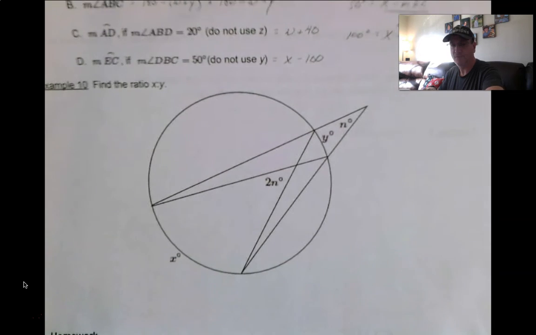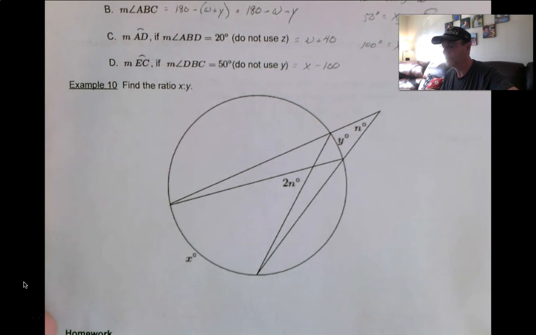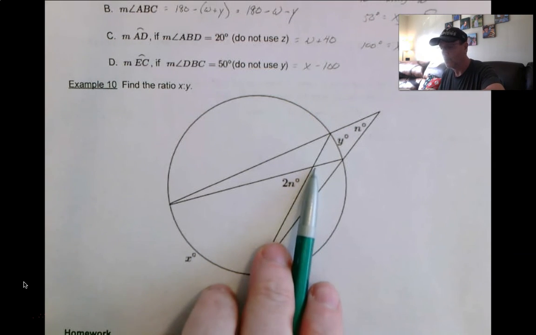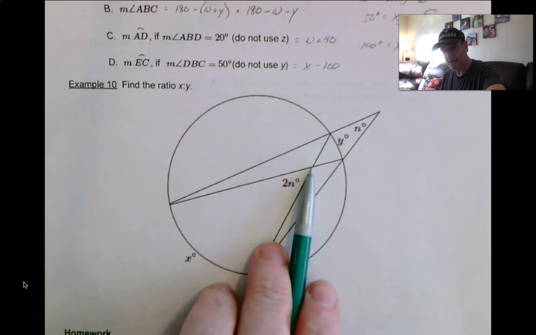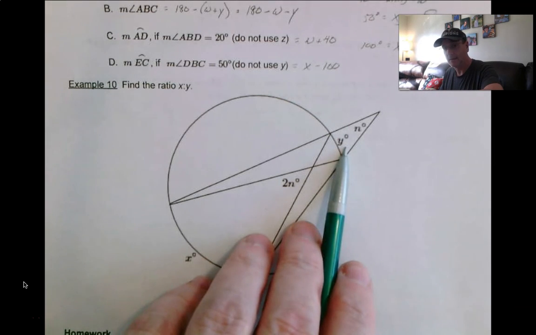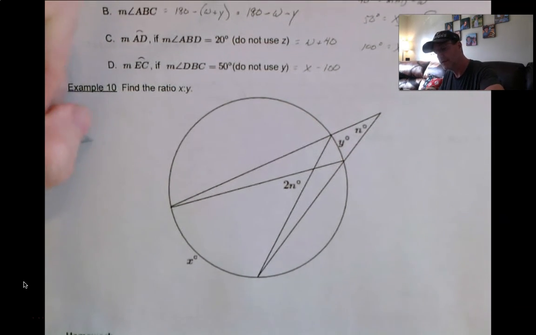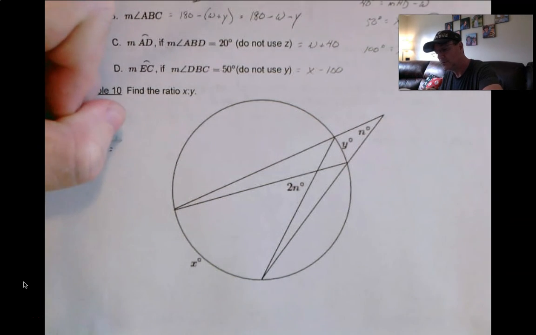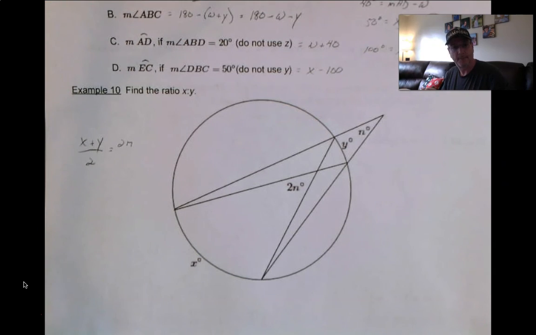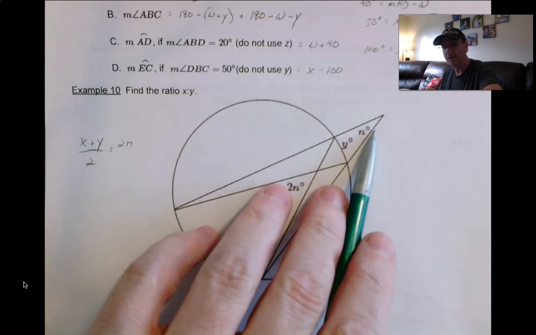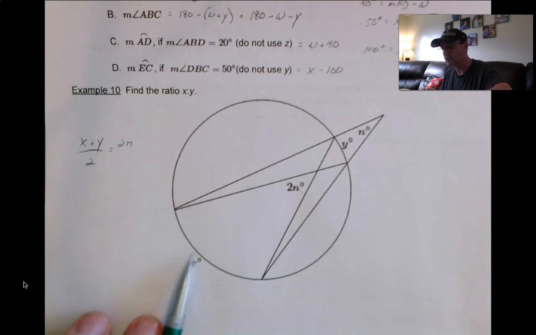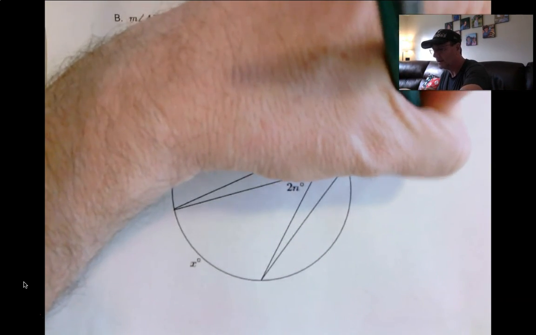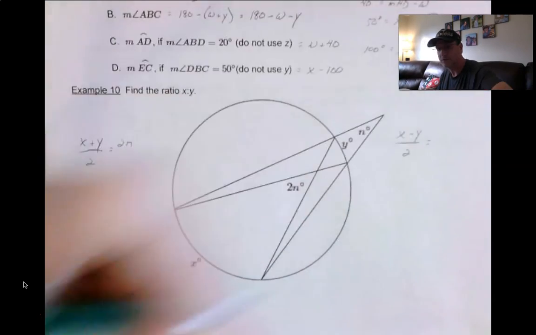Example 10. Find the x to y ratio. What are they equal to? For the one where they're intersecting inside, we add x plus y, divide by 2, and that equals this. So we have x plus y divided by 2 is equal to 2n. For the angle that is outside of the circle, we subtract these two and divide by 2. So we have x minus y divided by 2 is equal to n.